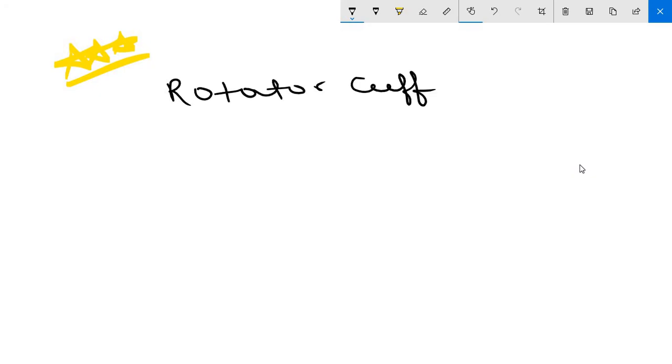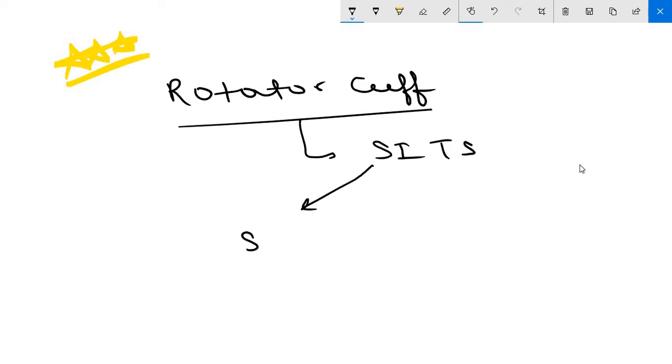That is the rotator cuff. This is the most important portion, very, very important. I am giving it three stars. That is the rotator cuff muscles. It includes SITS. S is for subscapularis.